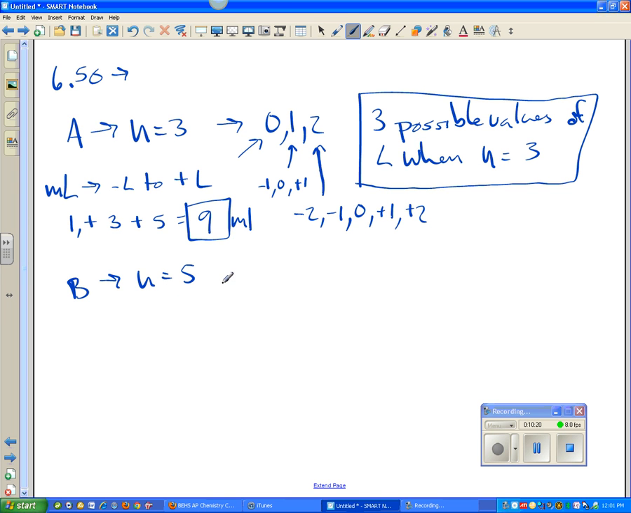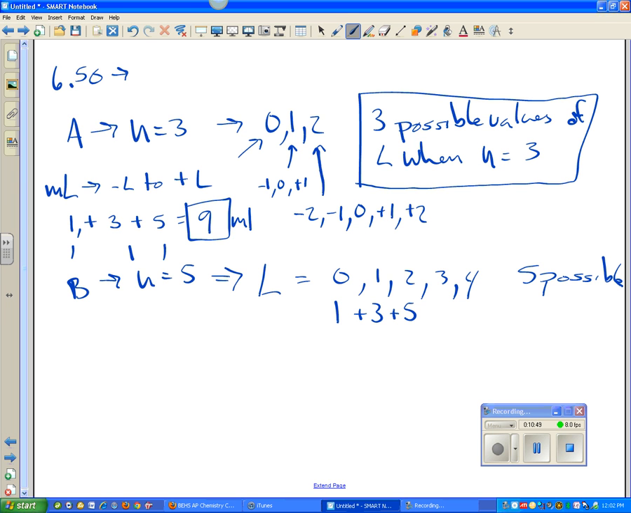So if n equals 5, then L is equal to 0, 1, 2, 3, 4. So there are 5 possibles. Now, this is a pain, but you'll see up here we already did 1, 2, and 3, so they're right here. 1, 3, 5. 1, 3, 5. Now you might see a pattern there, and let's make sure the pattern works.